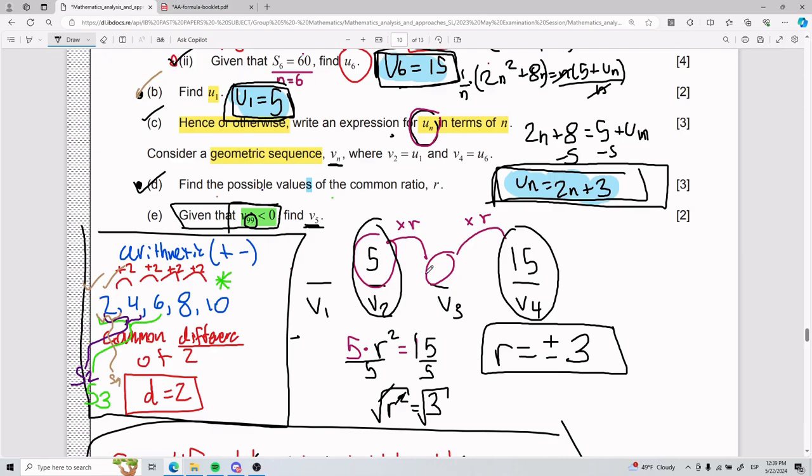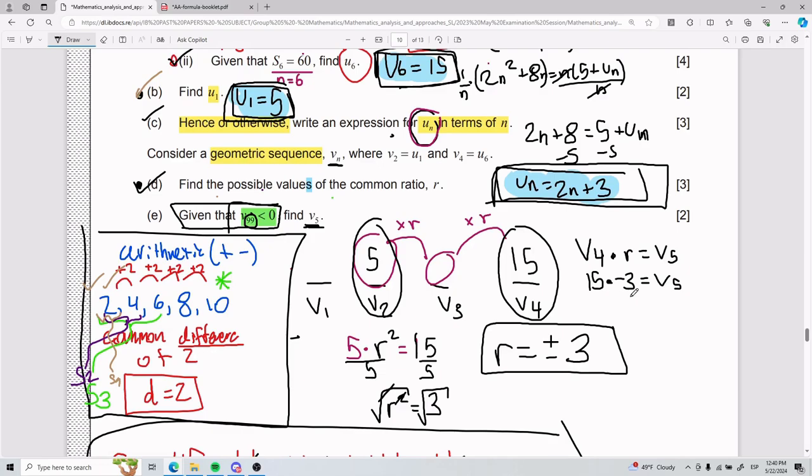So anyways, for finding V5, all you really have to do is take this 15 from before, the V4. You multiply it by r, and that gives you V5. So just to be a little more organized, V4 times r will give you V5. V4 is 15. r we just identified has to be negative, the square root of 3. And so that will be my V5. So 15 times negative square root of 3 has to equal V5.